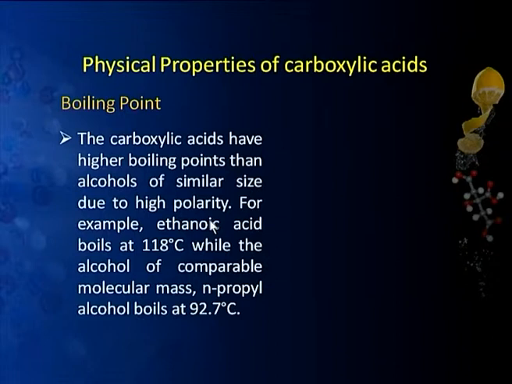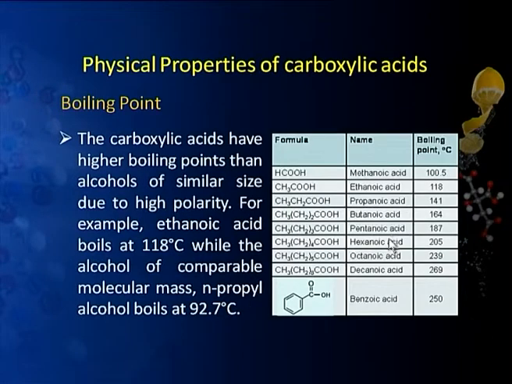In boiling points, the carboxylic acids have higher boiling points than alcohols of similar size due to high polarity, and also they are forming intermolecular hydrogen bonding. The hydrogen bonds are also formed in alcohols, but the strength of the hydrogen bond formed in carboxylic acids is more. For example, ethanoic acid boils at 118 degrees Celsius, while the alcohol of comparable molecular mass boils at 92.7 degrees Celsius. So, we can find here that there is a constant increase in the boiling point of carboxylic acids as the molecular mass is increasing.